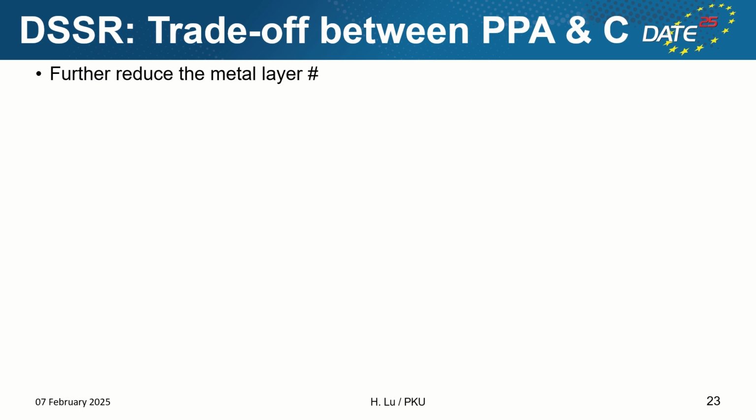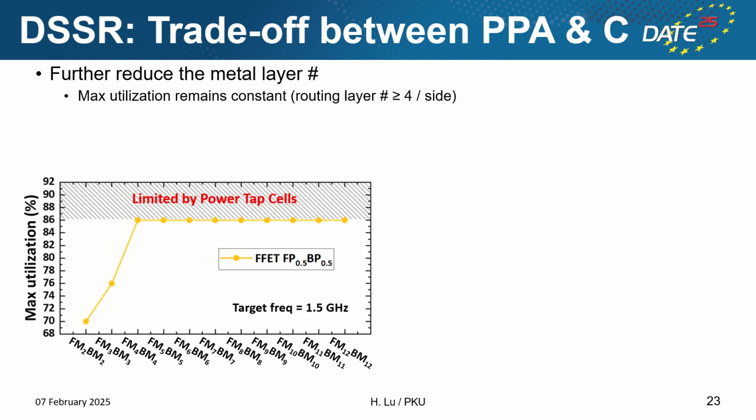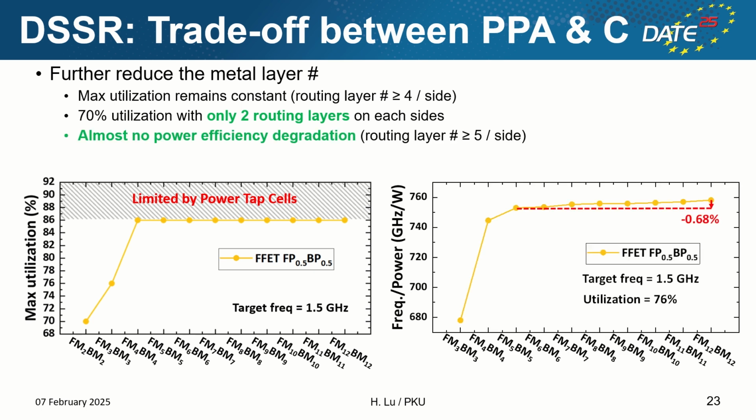degradation. To further decrease the back end of line layer cost in FET, we reduced the routing layer number on both sides simultaneously. The maximum utilization remains a constant value until the routing layer number drops below 4 on each side, and the utilization can still reach 70% with only 2 routing layers on both sides. There's almost no power efficiency degradation until the routing layer number drops below 5 on each side. These all validated the great space for cost-friendly design in the FET architecture.